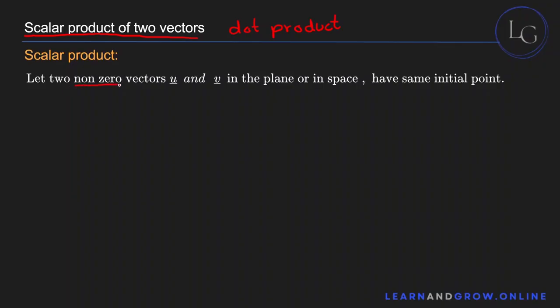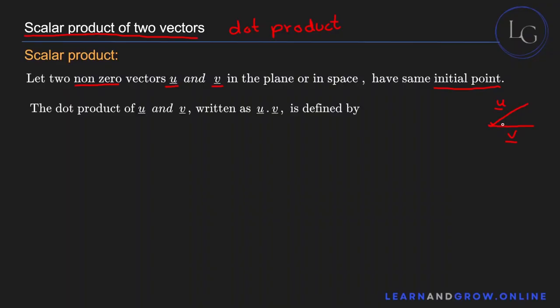If you have two non-zero vectors, u and v, right, in the plane or in space, and they have the same initial point, which means that basically, let's say this is the vector u. Since this is the initial point of u, the second vector must start from this same exact initial point, right? So this is vector v. They have the same initial point. The dot product of u and v will be written like this, but how is it defined? So u dot v is equal to the magnitude of u multiplied with the magnitude of v into cos theta. What is theta? It's the angle, this angle, between the vectors u and v that we're taking the dot product of, right?